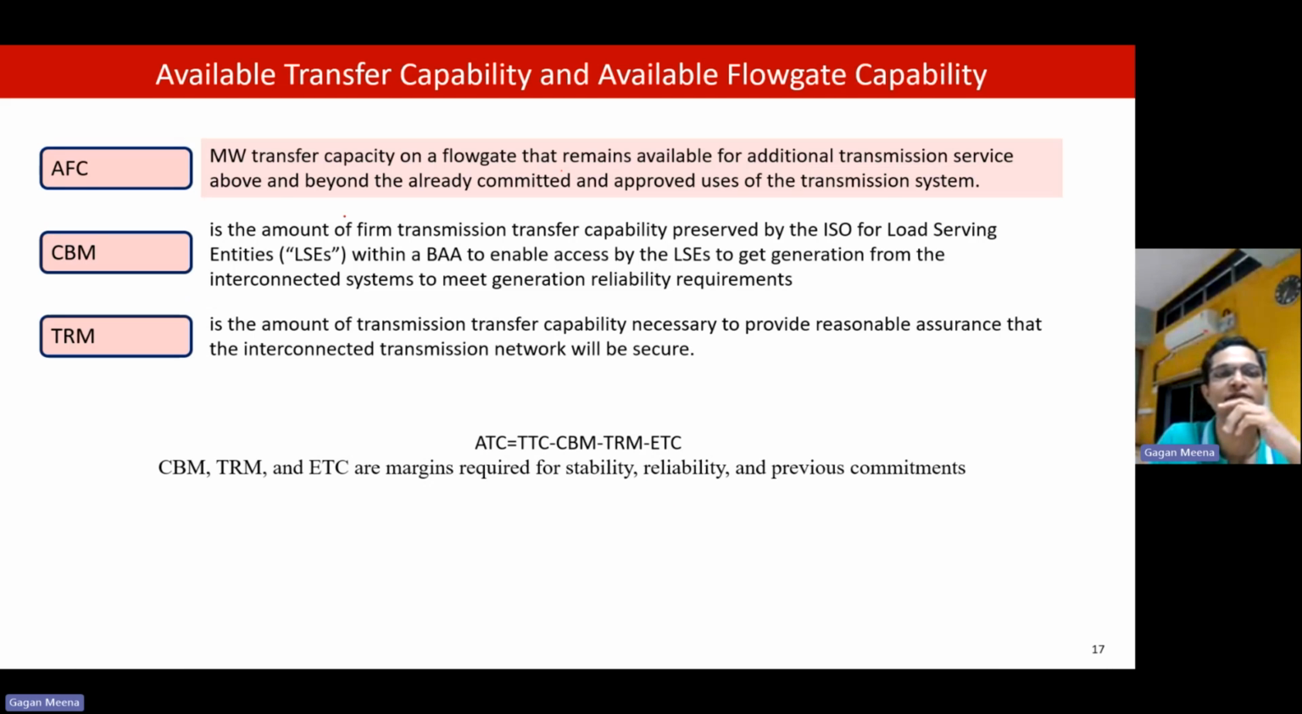Then this capacity benefit margin is the amount of firm transmission transfer capability preserved by the ISO for load serving entities, to enable access by entities to get generation from interconnected areas to meet generation reliability requirements. So all these three are required for stability, reliability, and previous commitments.